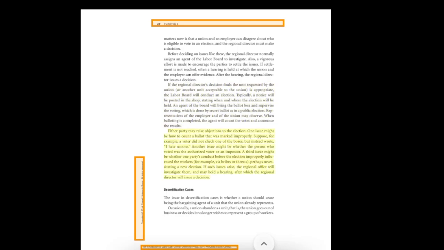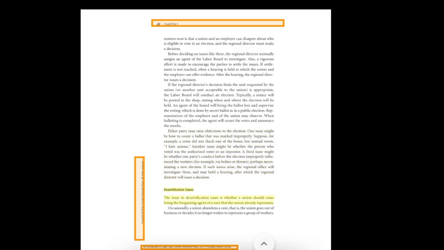Either party may raise objections to the election. One issue might be how to count a ballot that was marked improperly. Suppose, for example, a voter did not check one of the boxes, but instead wrote, "I hate unions." Another issue might be whether the person who voted was the authorized voter or an imposter. A third issue might be whether one party's conduct before the election improperly influenced the workers, for example, via bribes or threats, perhaps necessitating a new election. If such issues arise, the regional office will investigate them, and may hold a hearing, after which the regional director will issue a decision.